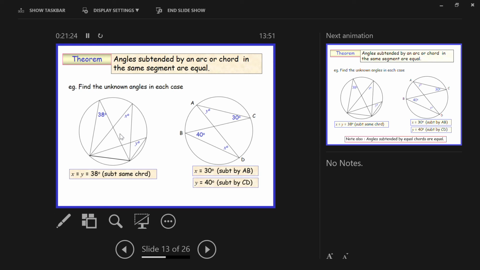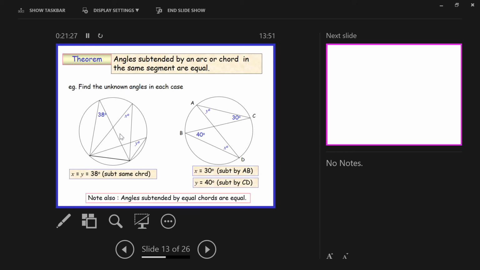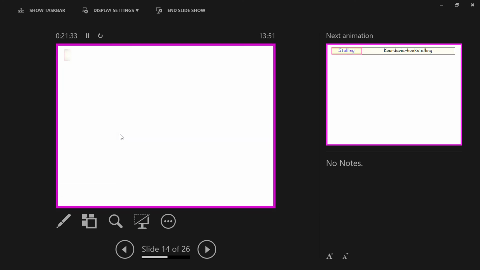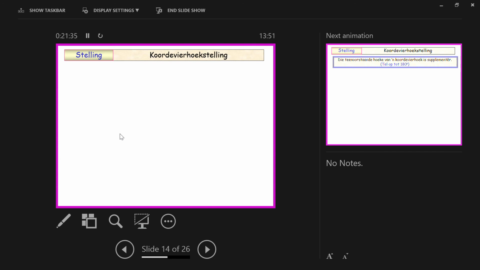Is julle nog alright? Pas aan die slag. Angles subtended by equal chords are equal. Nee, nog langer.